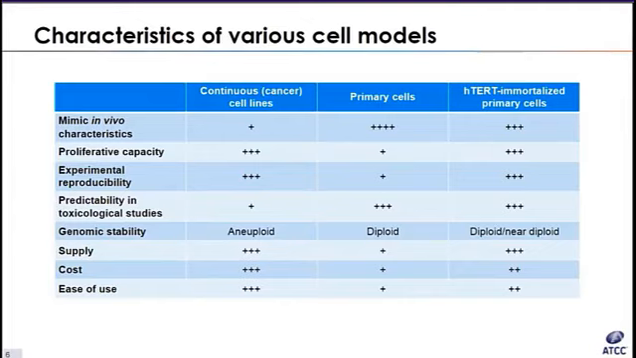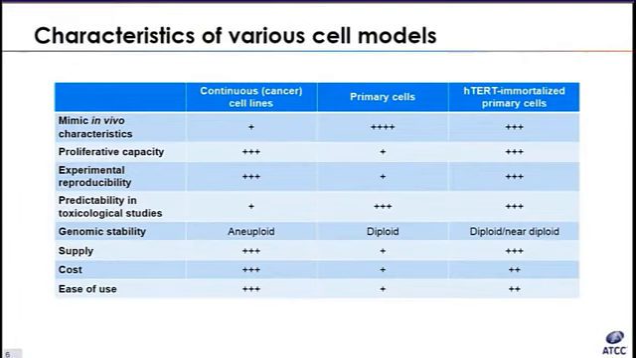These are routinely isolated from a tumor, so they have great proliferative capacity, but are generally very robust and easy to culture. However, they have poor genetic stability, which results in low biological relevance and low predictability in tox studies.